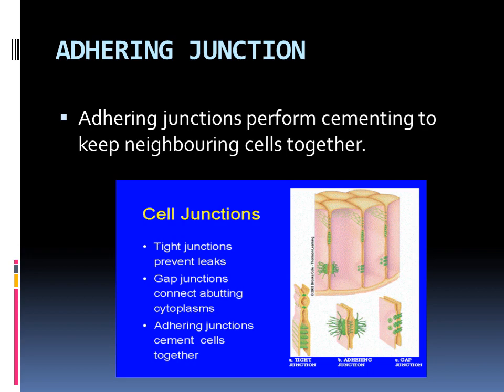Here the second figure is denoted as adhering junction. The first one is tight junction, and both cells are very tight to each other. The second figure is adhering junction with the cementing substance. It is attached close to each other. Okay, then let us go on to the third one.